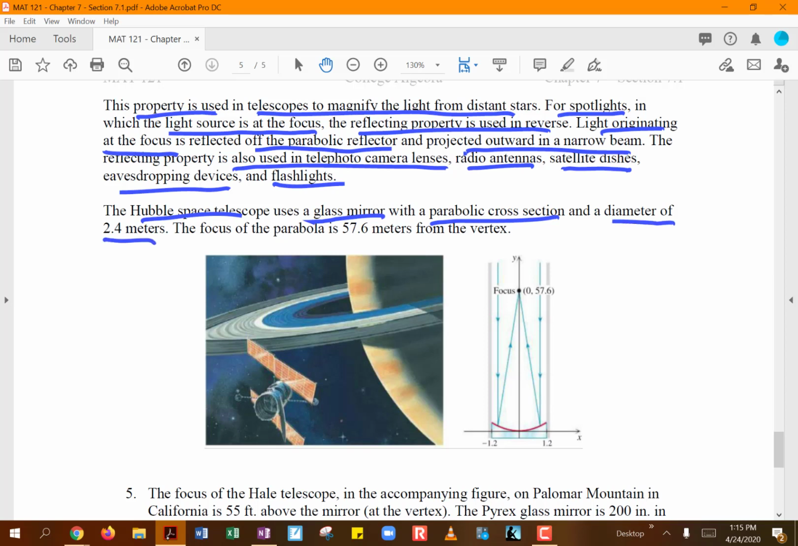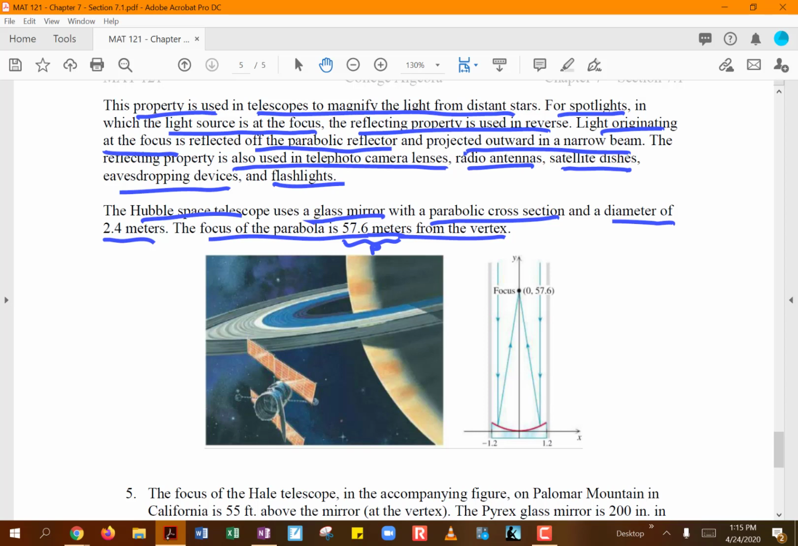Okay, so they're saying the Hubble Space Telescope uses a glass mirror with a parabolic cross section, and it has a diameter of 2.4 meters. The focus of the parabola is 57.6 meters from the vertex. So when you're talking about the focus being 57.6 meters from the vertex, this is actually that distance P we have been talking about.